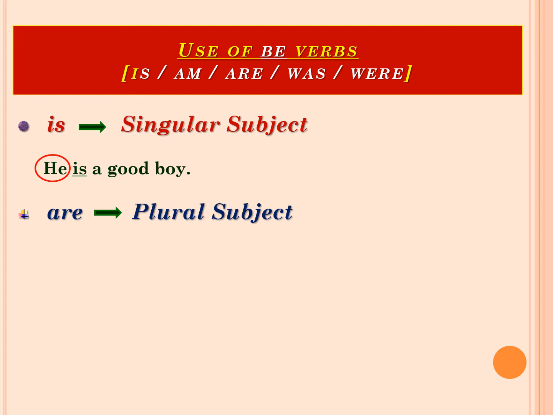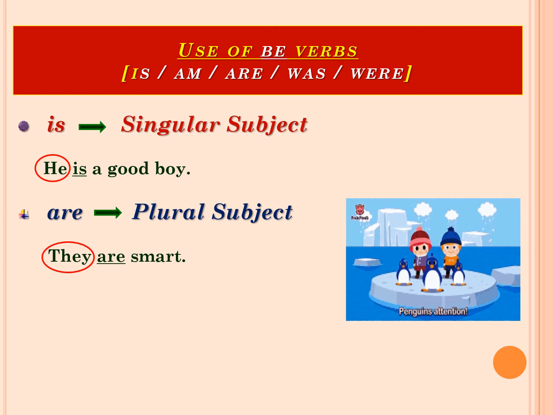Moving on to the next one, "are". Are is a be verb which is used with plural subjects. That means when the subject given in the sentence is not singular, it is plural. They are smart. Here the subject is "they", and they is more than one. That means it is plural in nature. So they are smart. Here we cannot use "they is smart". With a plural subject, we always use "are". They are smart.